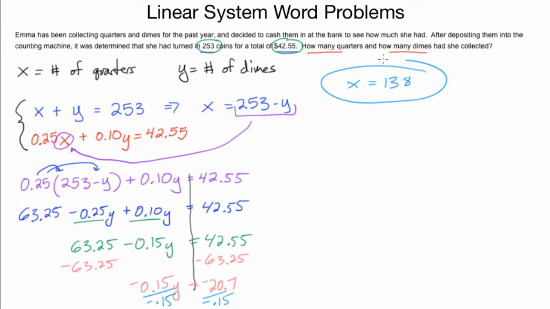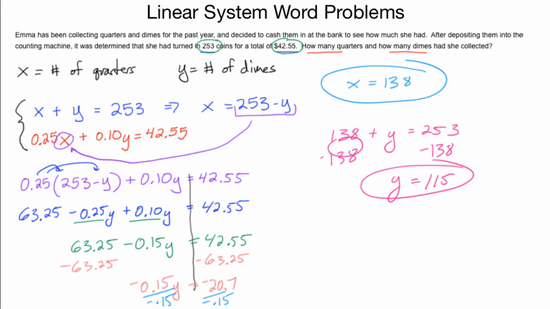Exactly. All right. So what do we just find out? Well, if x equals number of quarters, good thing I defined my variables because I just found that there are 138 quarters. All right, now let's find out how many dimes. I'm going to use this first equation. It's the easiest one. If I have 138 in for x plus y number of dimes equals 253, then I just need to take 253, subtract 138, and we get y equals 115.